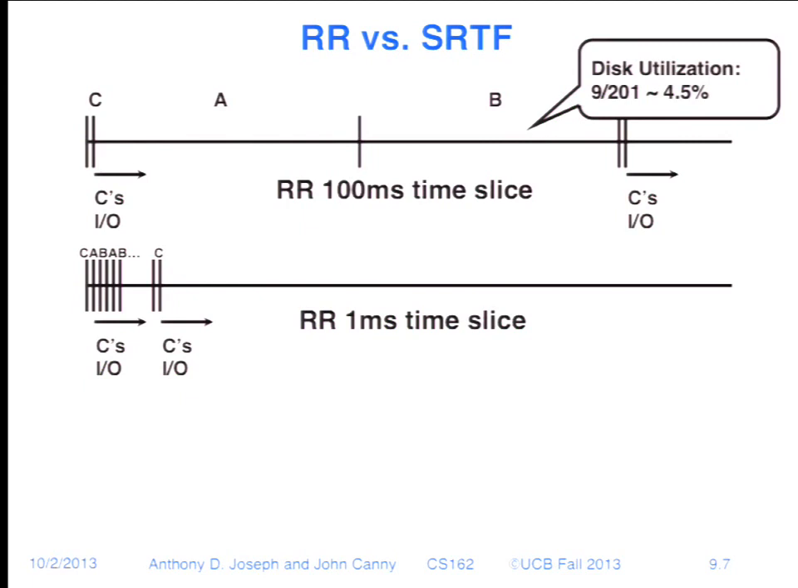Because job C is working in these small chunks, it's going to do a lot better if we use round robin with a small time slice, like 1 millisecond. And it's also more realistic in a real operating system that's trying to be responsive to the user. What's happening in here is pretty hard to see: little chunks of 1 millisecond of CPU happening in here, and we're going C, A, B, A, B.